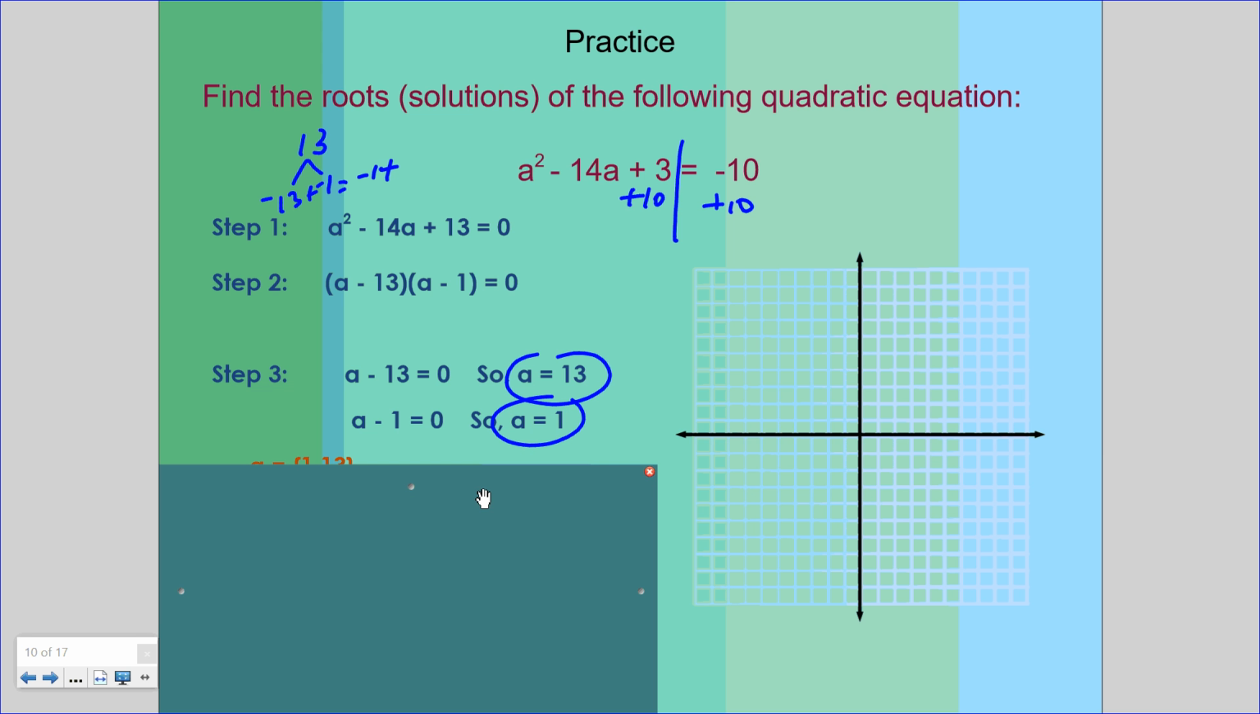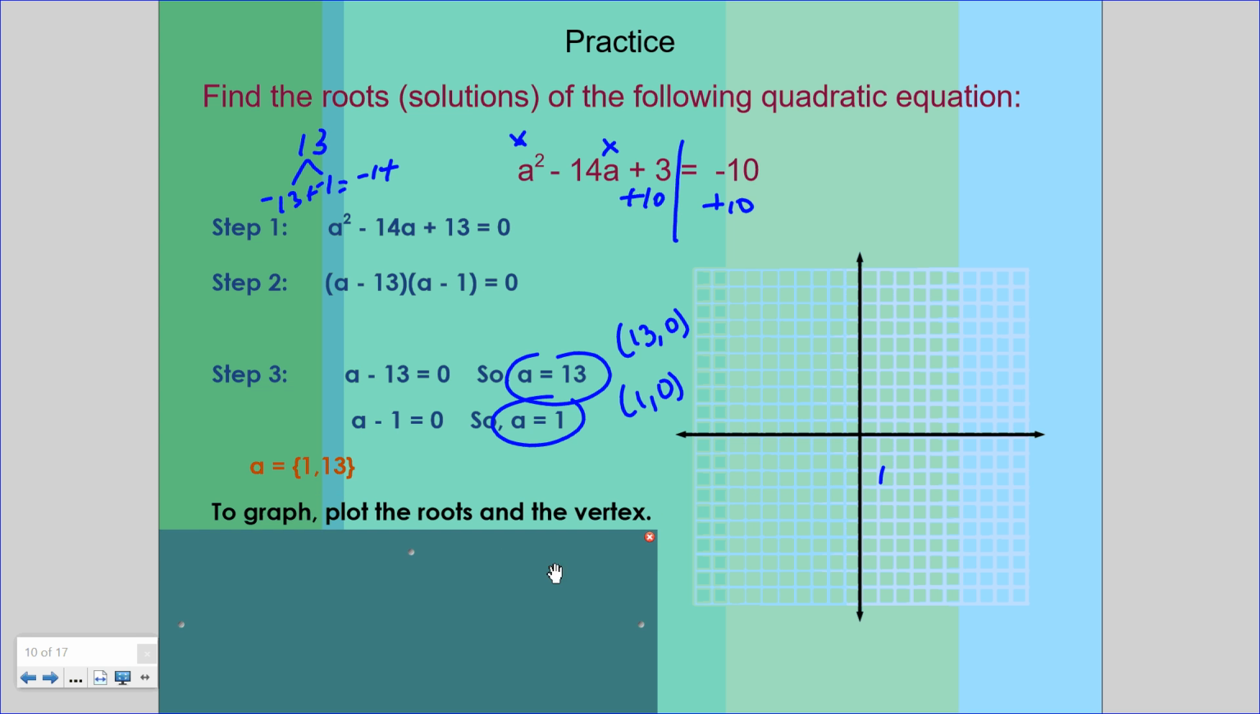So remember, these can be written as points. It is a, but this can technically be thought of as x each time. So this is the point 13, 0, and this is the point 1, 0. And so that tells you your 2 points, 1, 0, and 13, 0 is about out here. So we can see it's going to be a wide graph in this case.